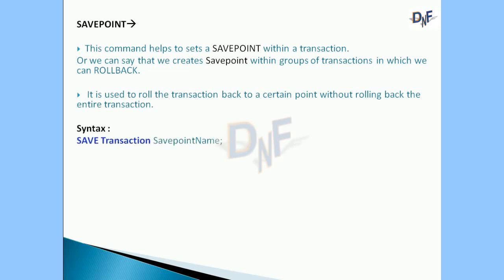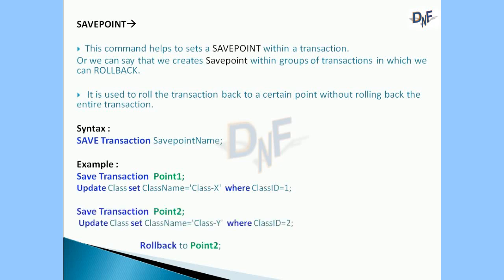Here's a simple syntax of the save point in SQL Server. To use the save point, we just have to write SAVE TRANSACTION and put the save point name. And here's a simple example. For example, I have a transaction with two update statements, and I want to reset only the second statement, not the entire transaction. In such a case, we can just roll back to save point 2.